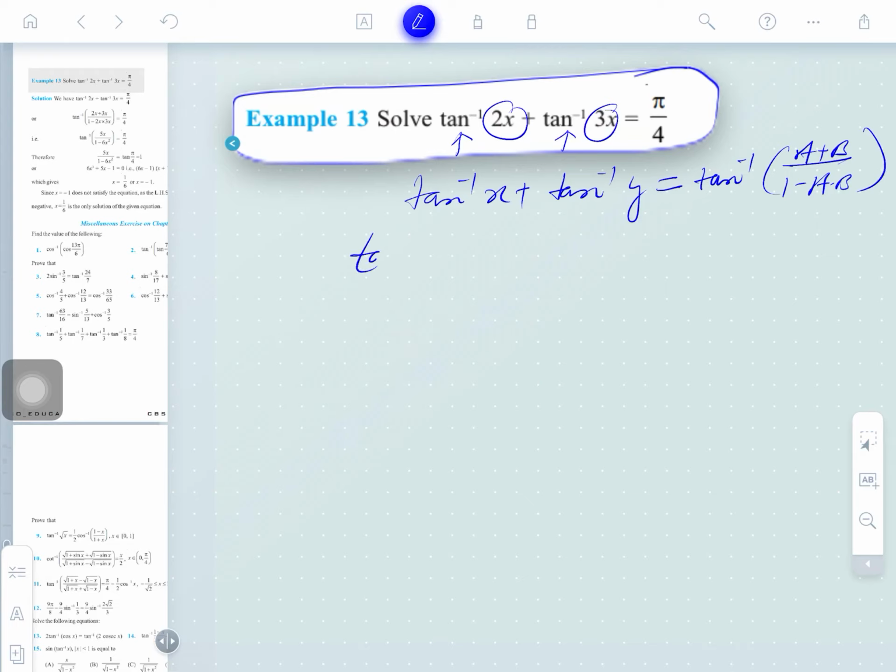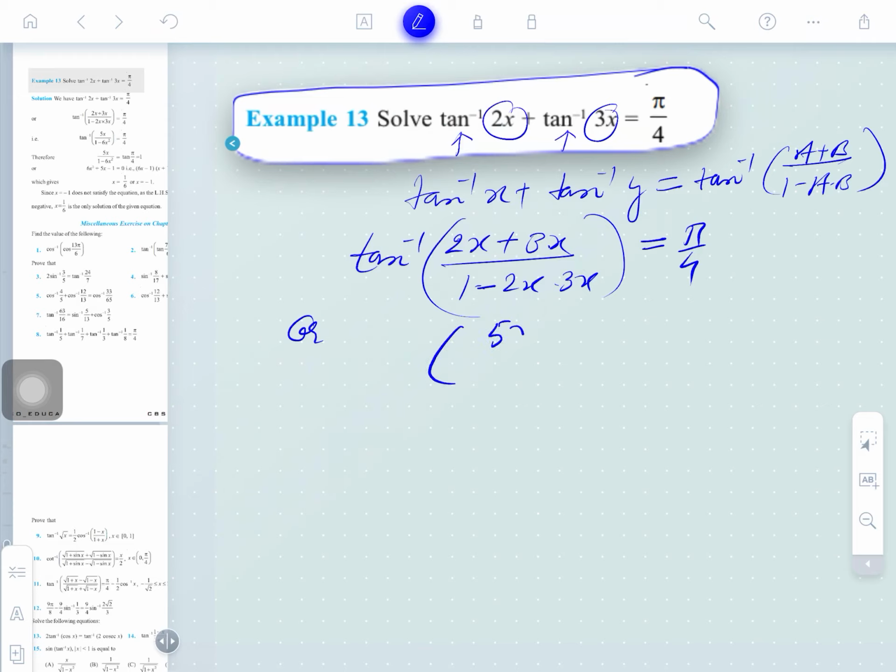So what can be written as? I am telling you, tan inverse of 2f(x) plus 3f(x) divided by 1 minus 2f(x) times 3f(x). This is an equation, remember. So further, 2x plus 3x is 5x, and 1 minus 2 times 3, which is 6x square.